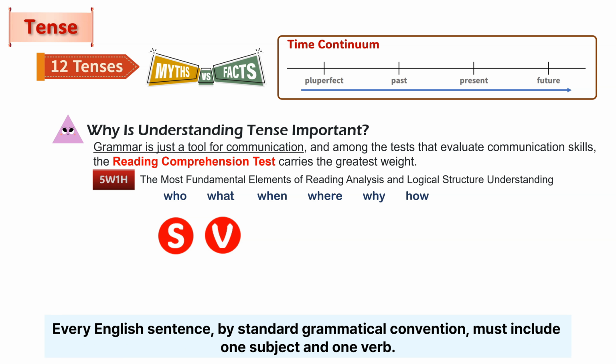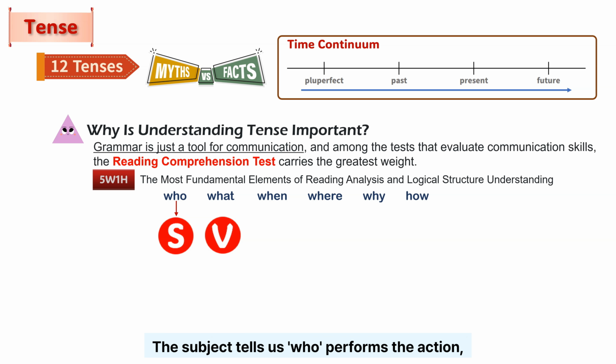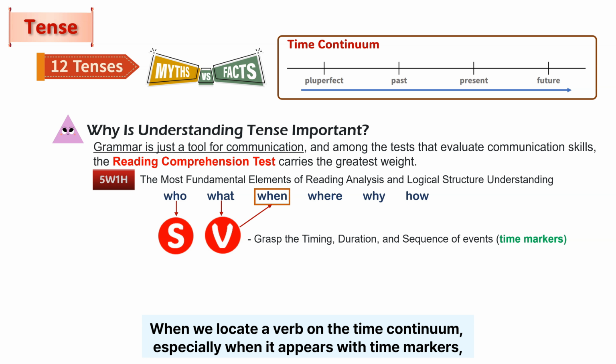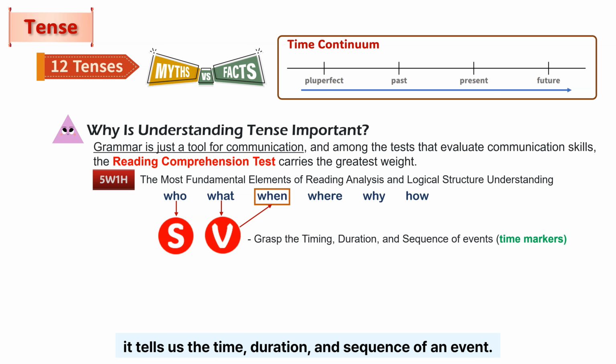Every English sentence, by standard grammatical convention, must include one subject and one verb. The subject tells us who performs the action, and the verb tells us what is being done. However, verbs also carry tense information. When we locate a verb on the time continuum, especially when it appears with time markers, it tells us the time, duration, and sequence of an event.